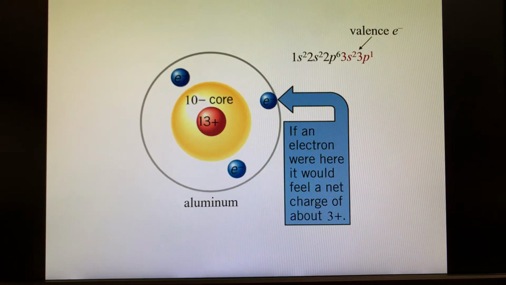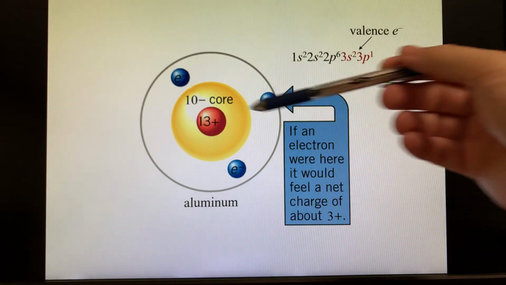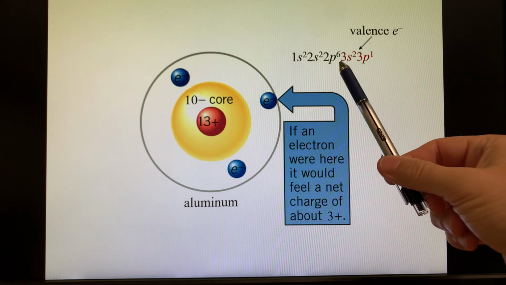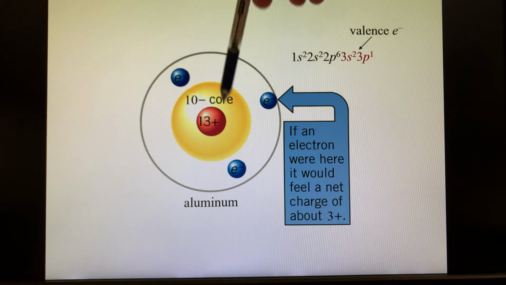Another example, here's aluminum. So aluminum is element number 13. It has 13 protons. And then here's its electron configuration. The valence electrons are in the n=3 shell, so there's 3 valence electrons. And the other electrons that are not the valence electrons, we call those the core electrons. So in this case, there are 10 core electrons.